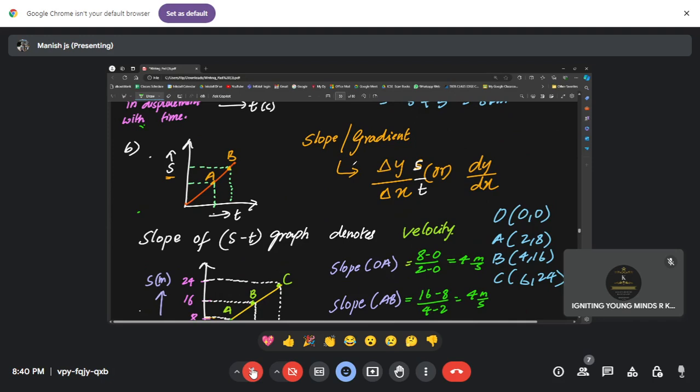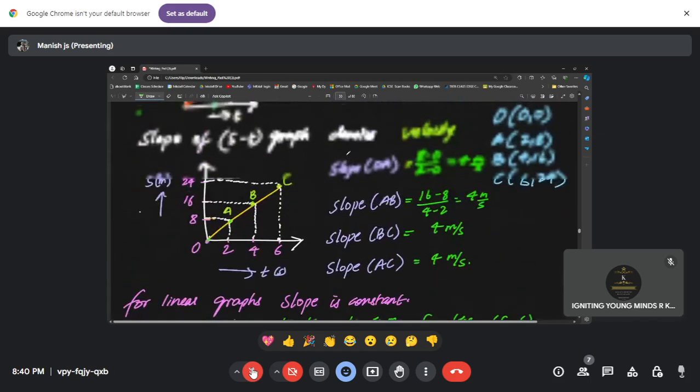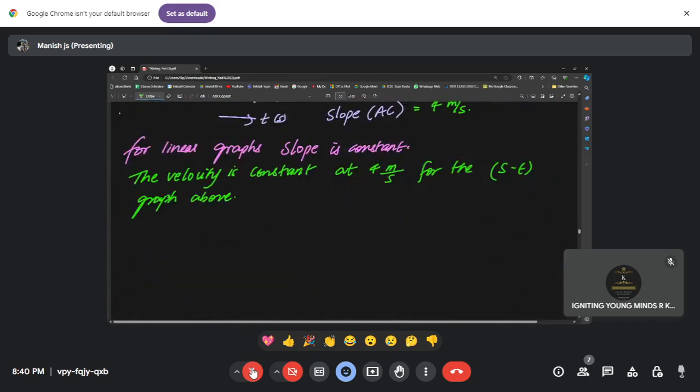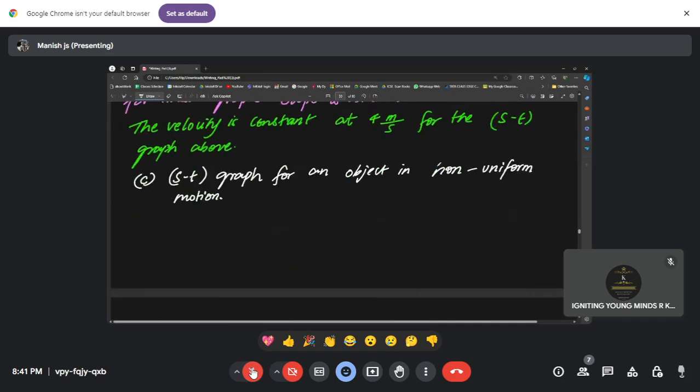Now, if it is non-linear, it keeps changing. The value keeps changing. It's not going to be constant for a non-linear graph. So next, the next alphabet is C. So let us see that. ST graph for an object in non-uniform motion. That is the displacement time graph for the object if it's going to be in non-uniform motion.